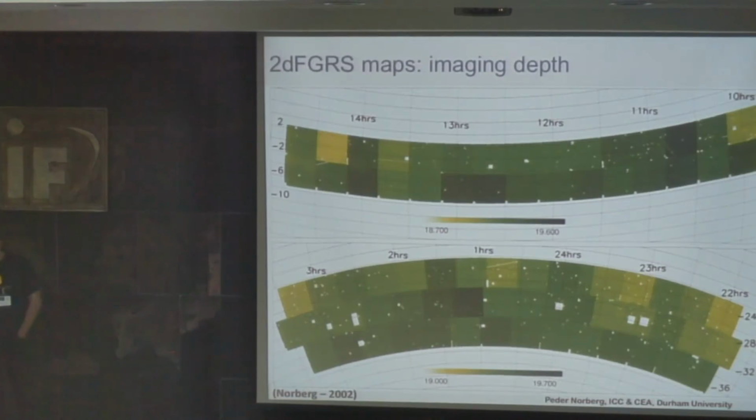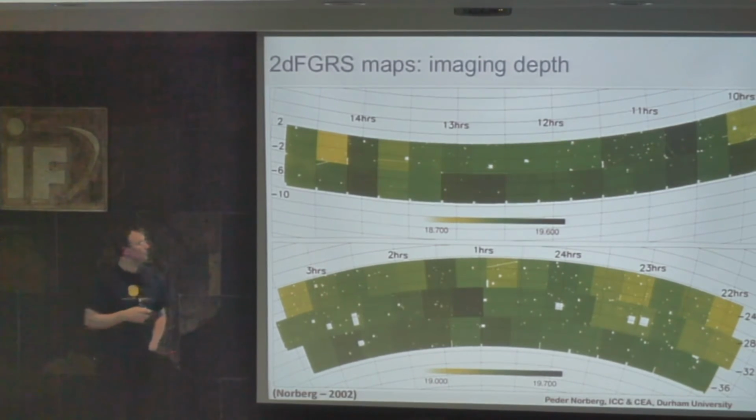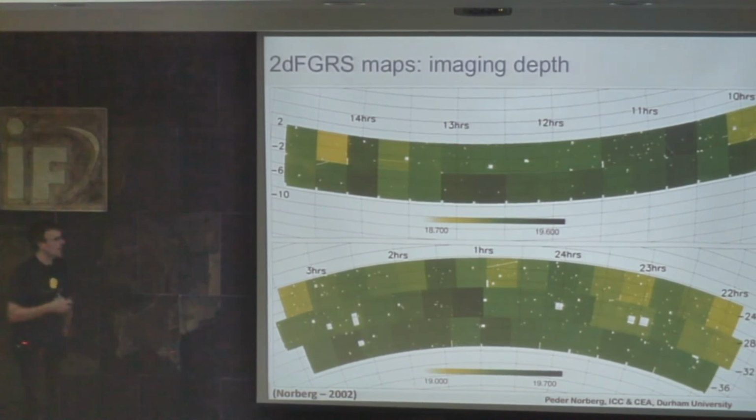Yeah, and you can just carry on with this. I give this as an example because this was one of the first surveys where this became apparent, mostly because of lack of work before the survey started. In the case of 2dF, these are imaging depth maps, and I like showing them because we didn't know the survey looked like this: that this area here, for example, was only 18.7 magnitude deep, and this area here was 19.6, when we thought our survey was to 19.45 everywhere. And yeah, you learn it the hard way.